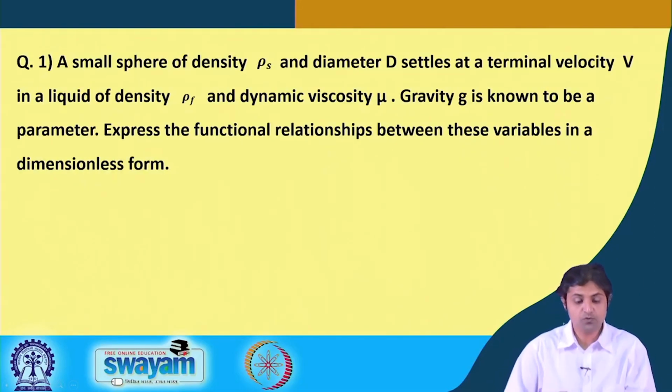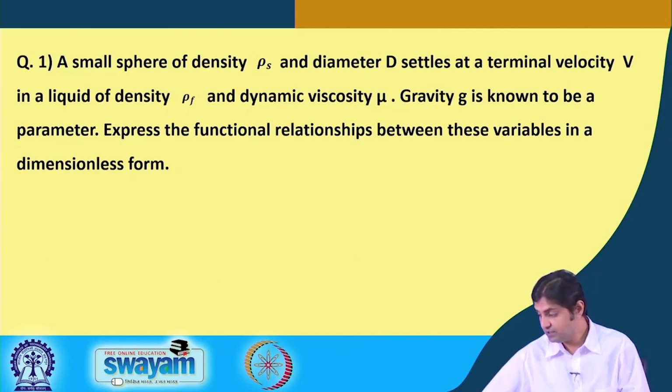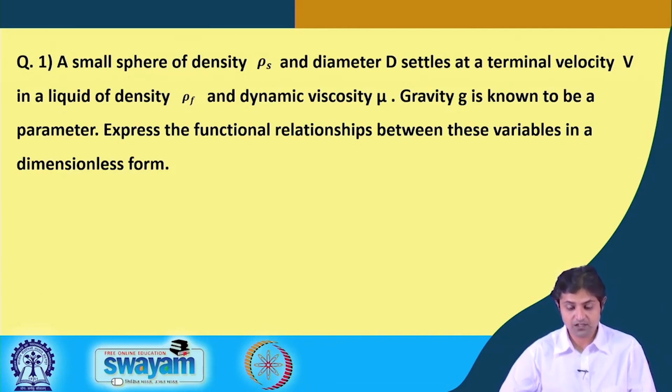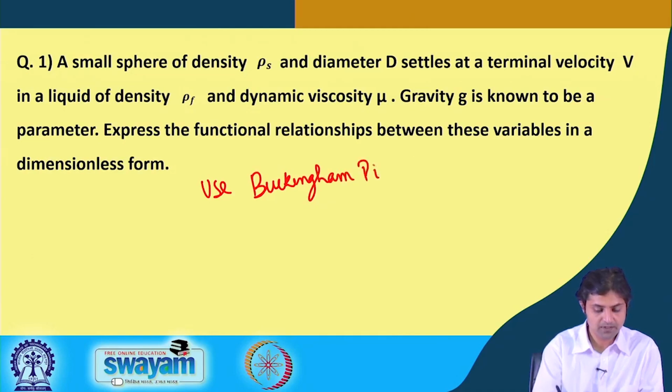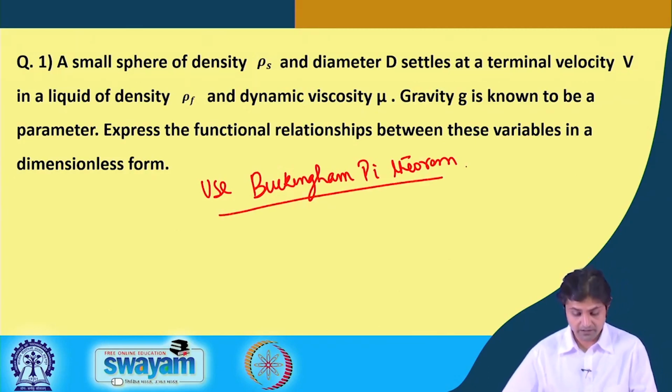The question is: there is a small sphere of density rho s and diameter d that settles at a terminal velocity V in a liquid of density rho f and dynamic viscosity mu. Gravity g is known to be a parameter. Express the functional relationship between these variables in dimensionless form. So, what are we going to do? We will use the Buckingham pi theorem. I just want to solve this problem so that you are able to practice a little more.